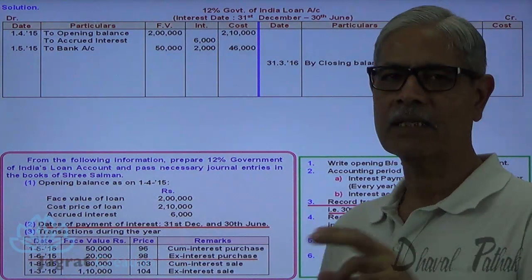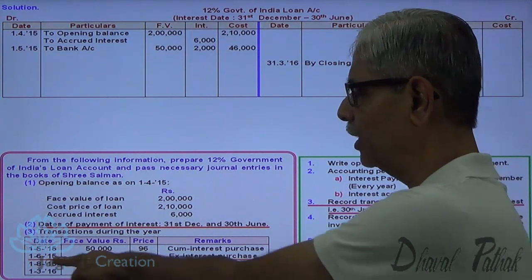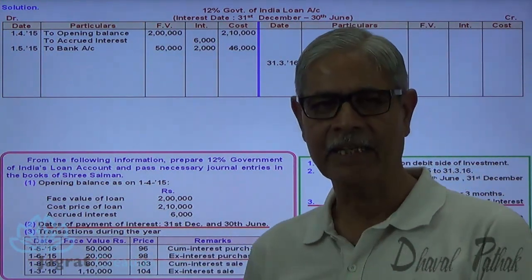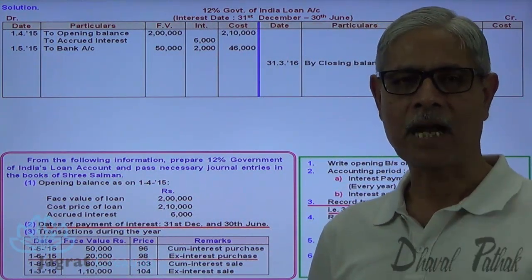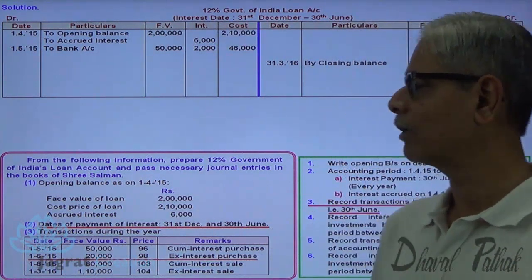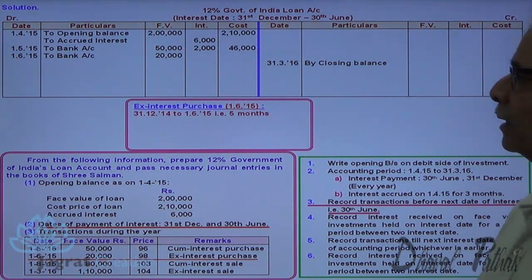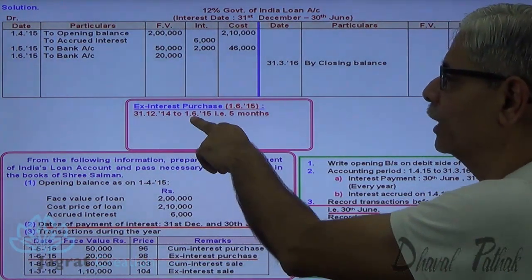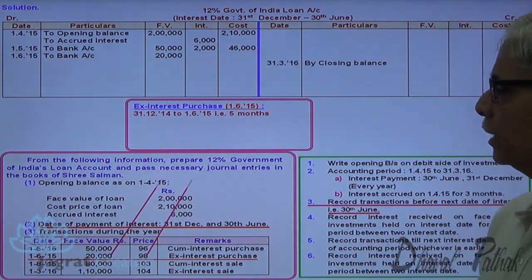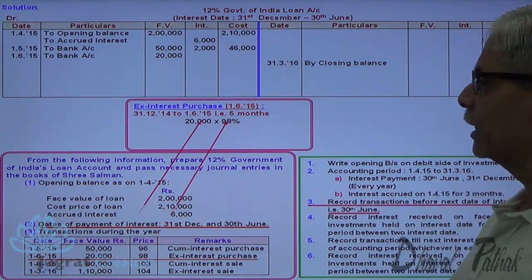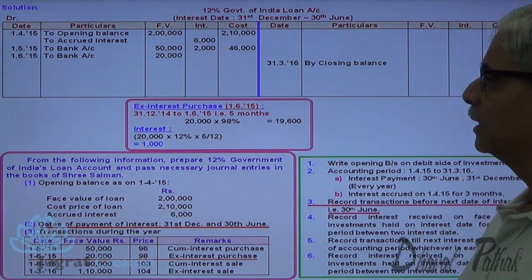Interest is paid in case of purchase, and it is paid for which period? From the last date of interest till the date of transaction. So here in this purchase transaction, over and above this 98, we are required to pay interest for a period that starts from the last date of interest till the date of transaction. So here 20,000 investment account is debited. Last date of interest 31st of December 2014 to 1/6/2015, that is 5 months. Now cost of purchase is 20,000 into 98%, plus you are required to pay interest for 5 months, that is 1,000.